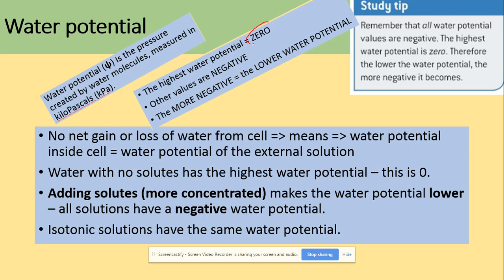The highest water potential is 0. So any other values will obviously be negative. So if the values get more negative, so 0 the highest, -1, -100, then -100 has the lower water potential because it's more negative. And what we need to remember is that adding solutes makes it more concentrated, makes the water potential lower. So what does that mean? It's more negative. So less water, more solutes.